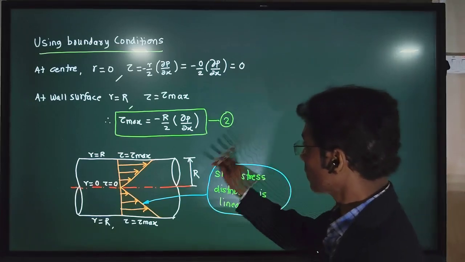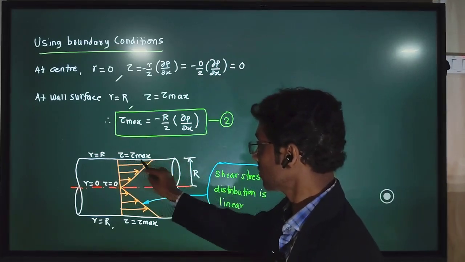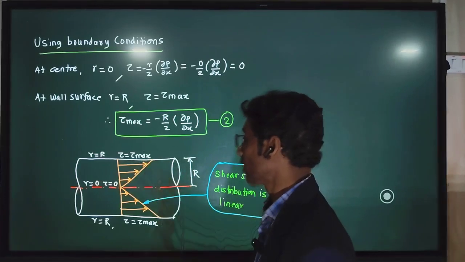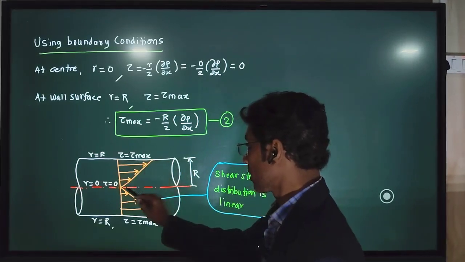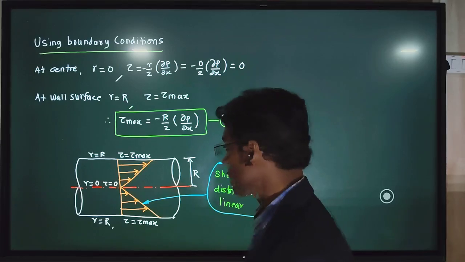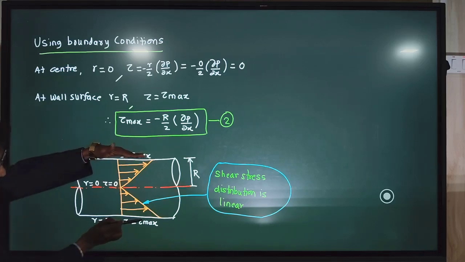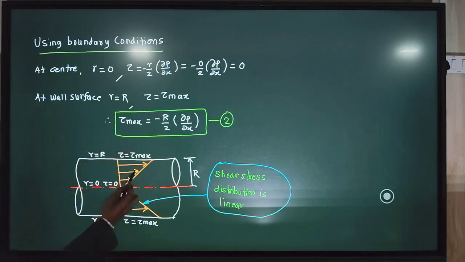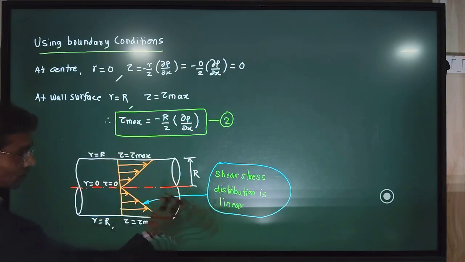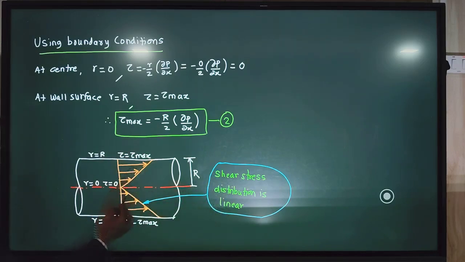Now, if you observe the diagram, we find maximum shear stress at the wall surface and 0 shear stress at the center of the fluid flow. So here we find that shear stress is varying from the center 0 to maximum towards the pipe surface on both sides. So this diagram is called the shear stress distribution, and the nature of this shear stress distribution is linear, that is a straight line.